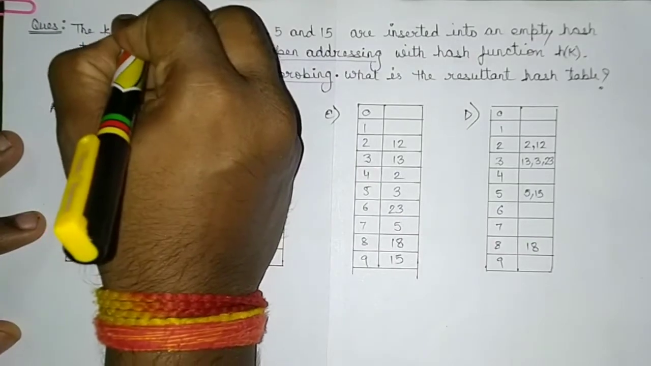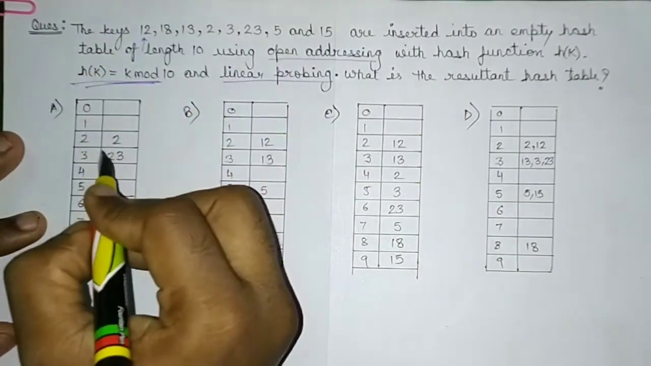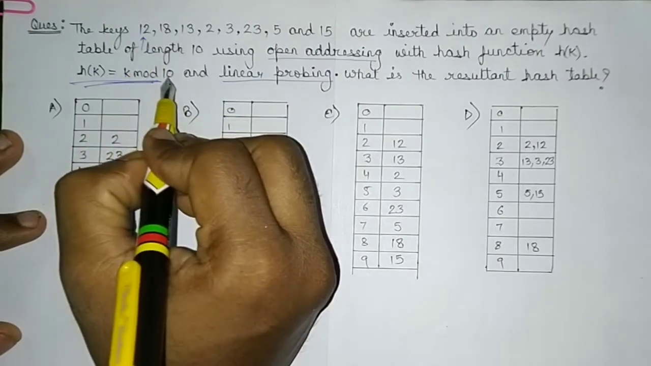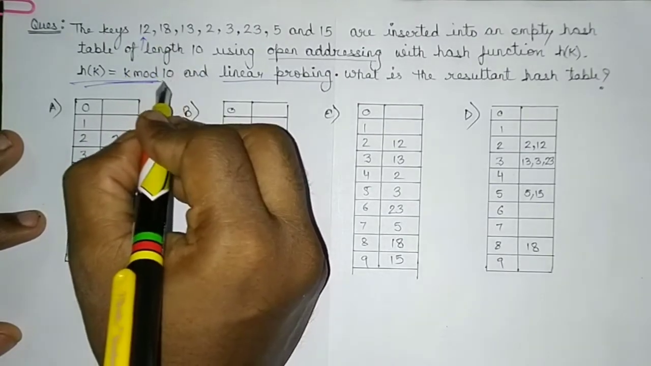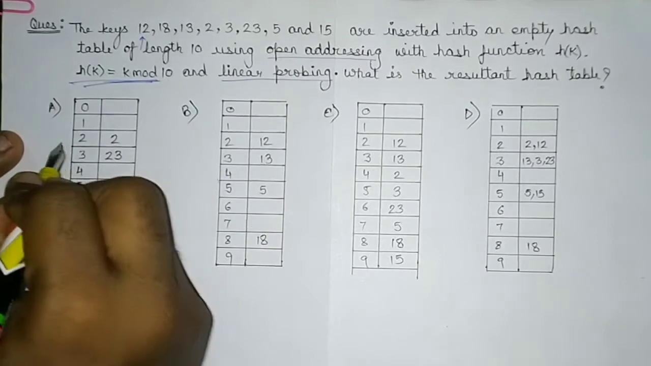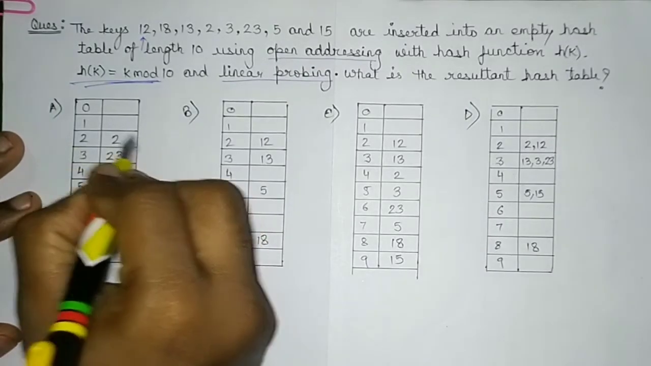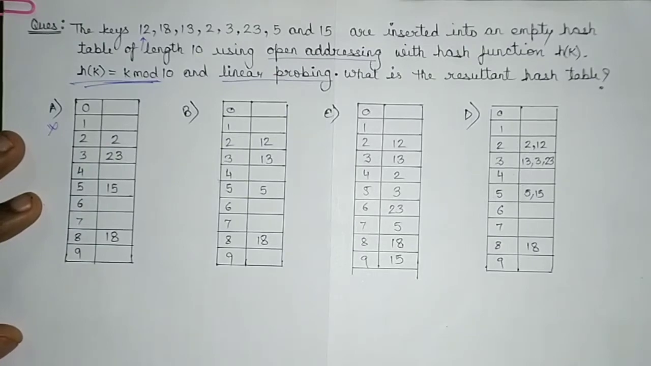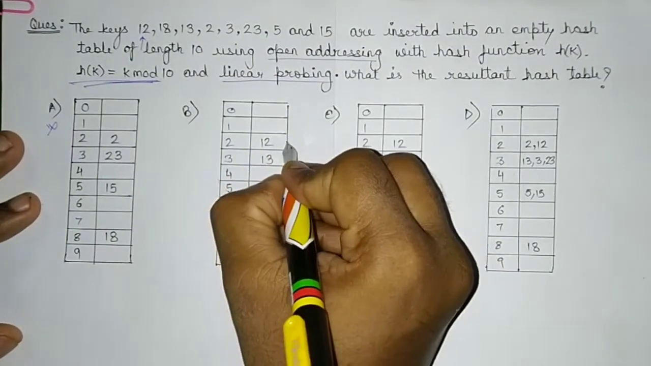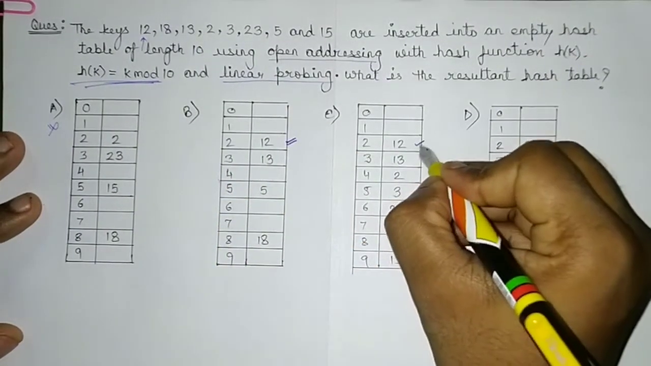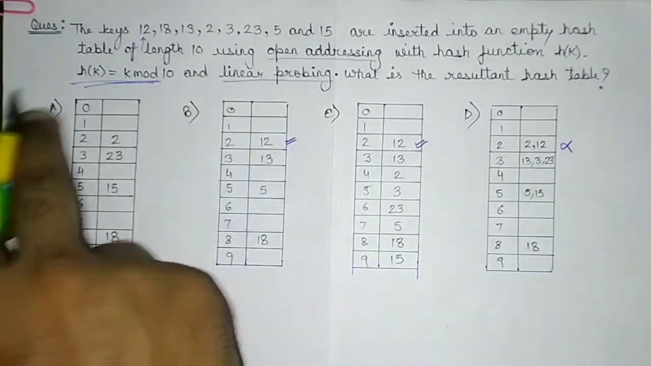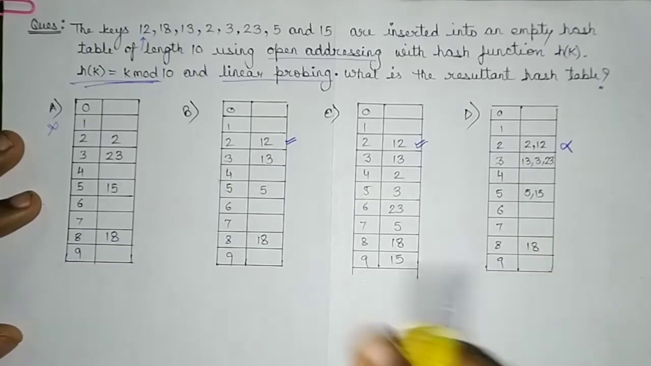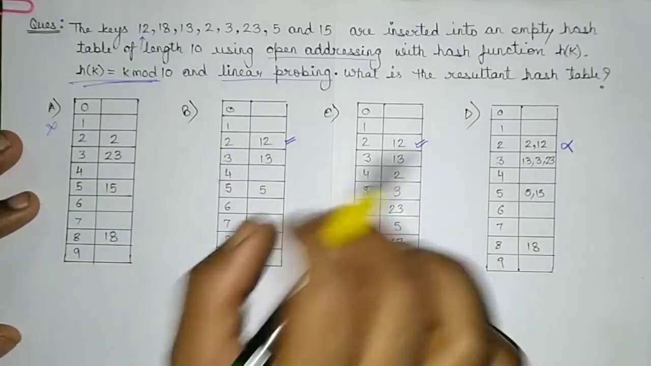First I have this 12, so 12 will be inserted first. 12 mod 10 is 2. That means 12 has to be at the second place. But here 2 is at the second place. That means A is not a possible solution. Here 12 is in the right place. This is not possible in the open addressing technique, so this is strictly not the answer. Now among these two we have to check.